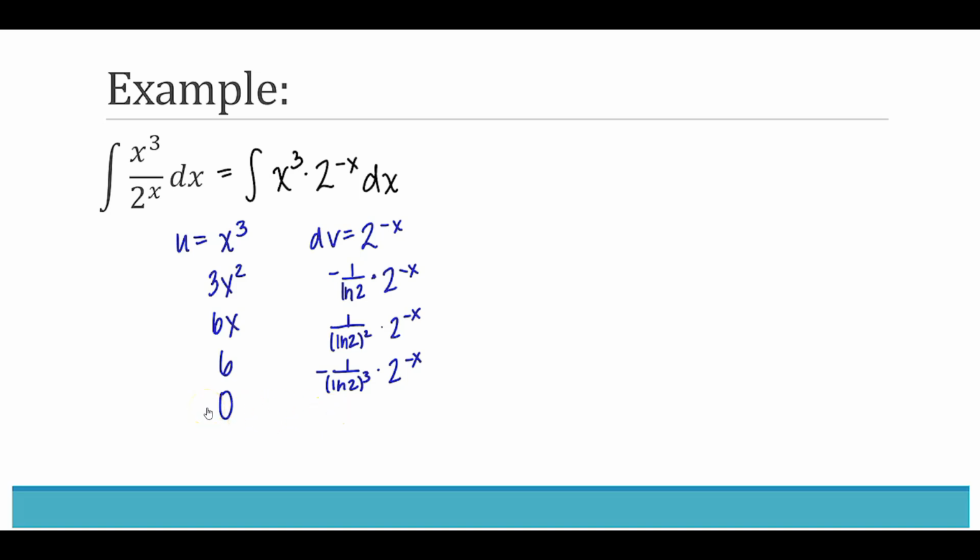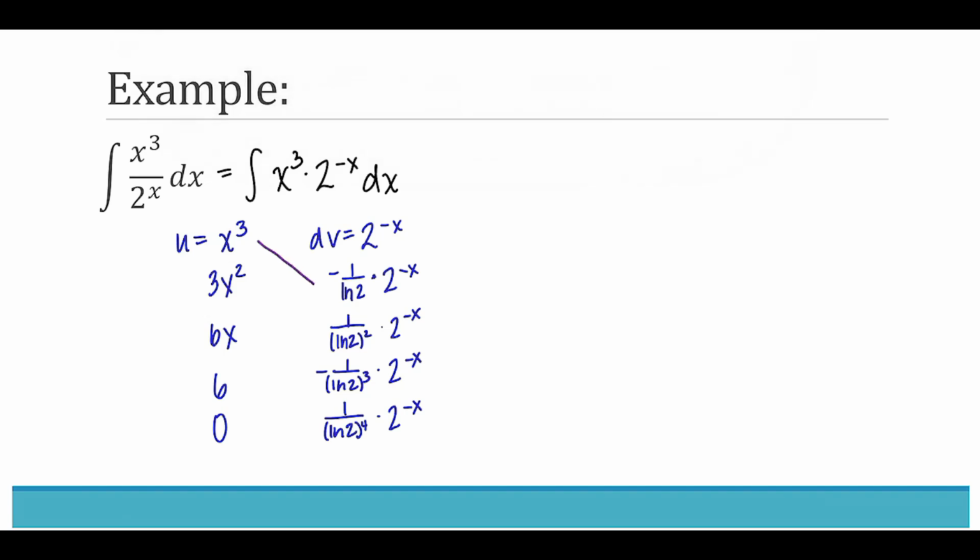That's when I know when to stop. So this next one will be a positive 1 over the natural log of 2 to the fourth times 2 to the negative x. So here I just want to be really careful that things line up. So I'm going to adjust here. I'm going to move mine down so that I can see that each of these do line up. So now I'm going to go ahead and create my diagonals here.